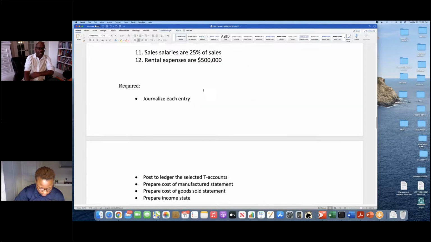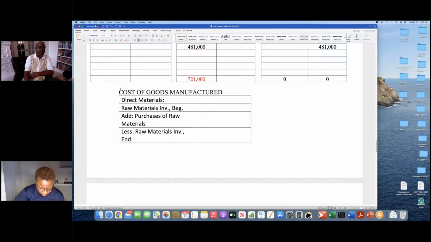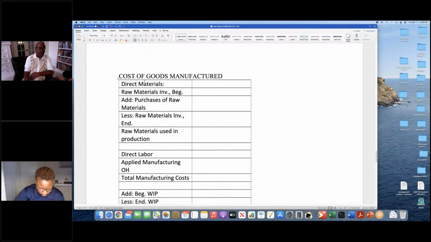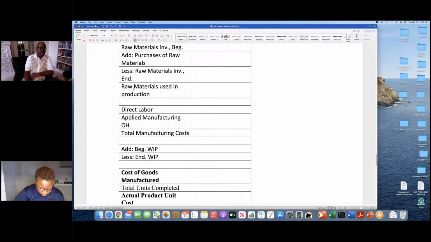As I said, the next thing you're going to have is your cost of goods manufactured statement, already set up how you want it to work, whether it's Word or Excel. The key components are the raw materials used in production, direct labor, and applied overhead. These are always the components of the cost.